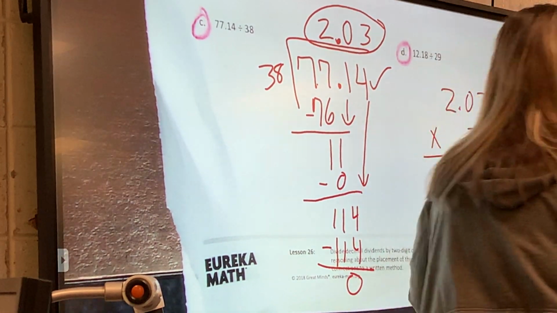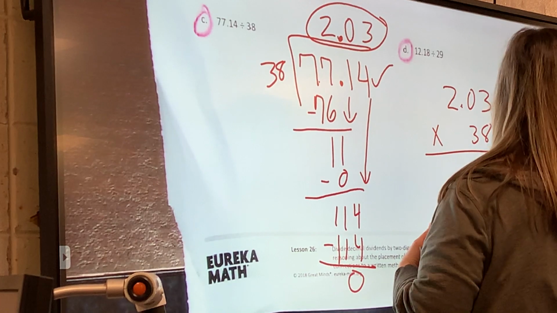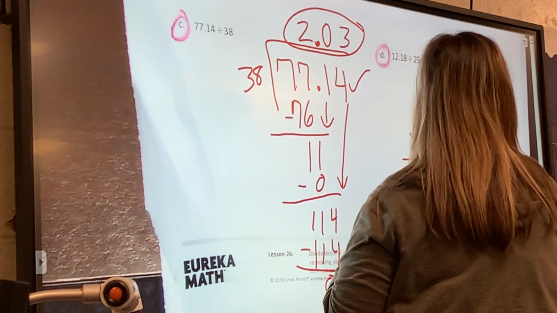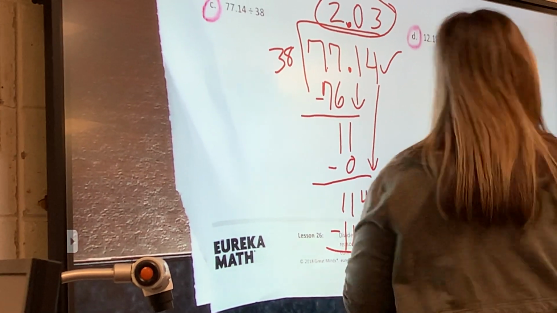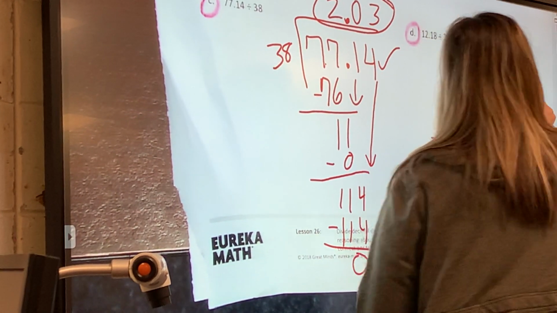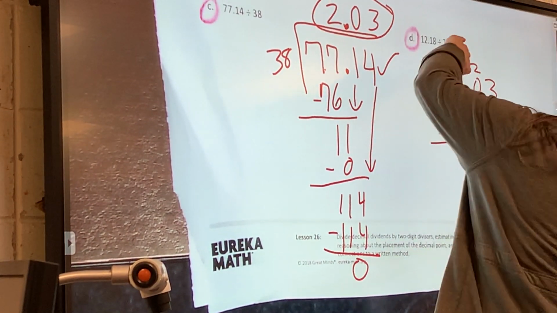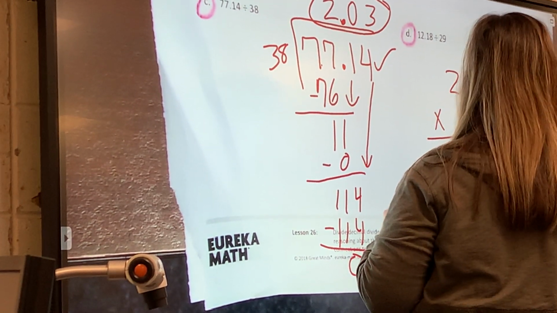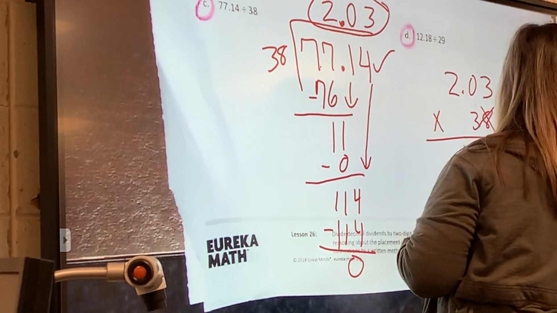So I'm going to multiply, right? 8 times 3 is 24. 8 times 0, 0 plus 2, 2. 8 times 2 is 16. Same deal, housekeeping. Mark it out, put my 0, erase my 2. 3 times 3 is 9. 3 times 0 is 0. 3 times 2 is 6.